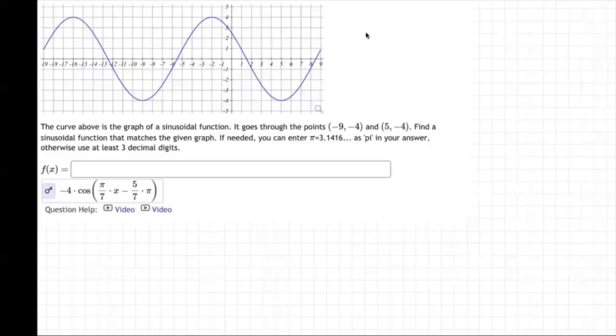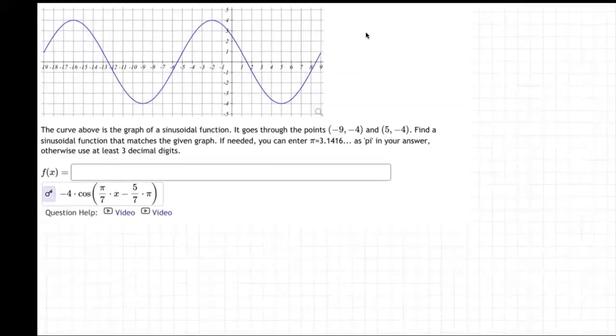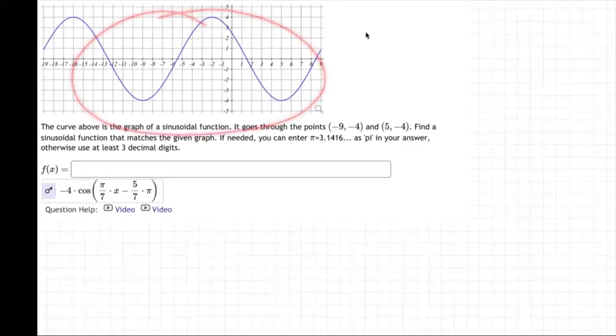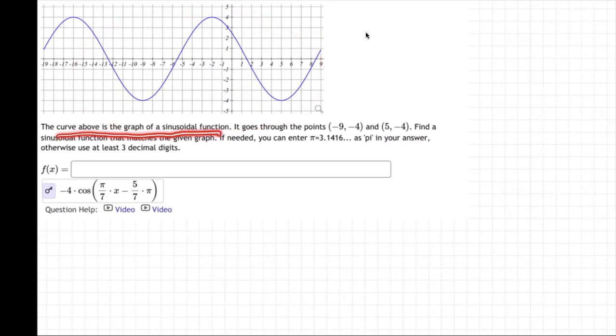Okay, on this question, they're giving us a graph, and they're saying the curve above is the graph of a sinusoidal function. Could be sine, could be cosine. It goes through the points -9, -4, and 5, -4. Let's find those real quick. -9, -4, -9 right there. And 5, -4 right there.